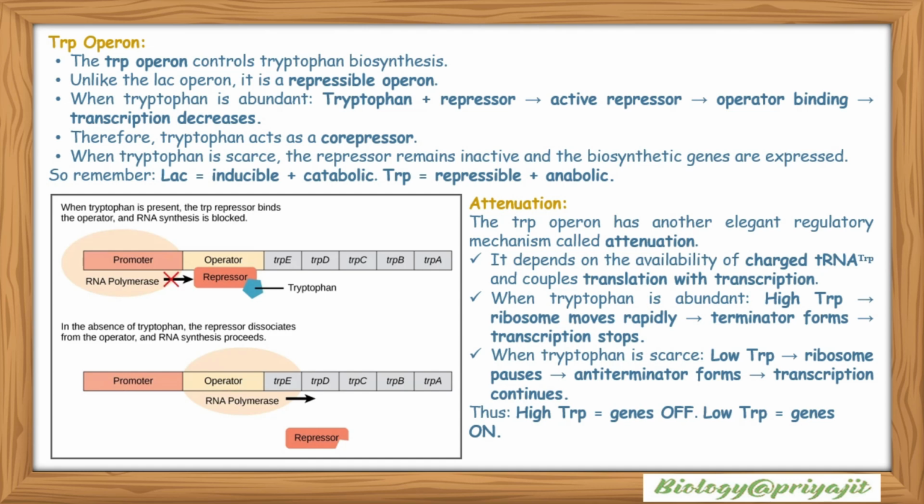Attenuation. The tryptophan operon has another elegant regulatory mechanism called attenuation. It depends on the availability of charged tRNA-Trp and couples translation with transcription. When tryptophan is abundant, the ribosome moves rapidly, the terminator forms and transcription stops. When tryptophan is scarce, the ribosome pauses and the anti-terminator forms, so transcription continues. Thus, with high tryptophan the genes become off and with low tryptophan the genes become on.